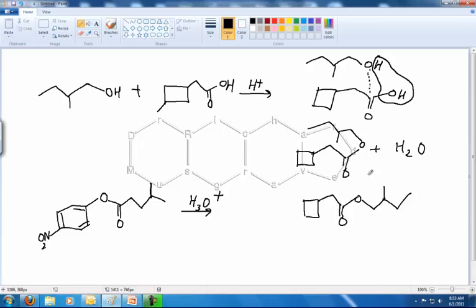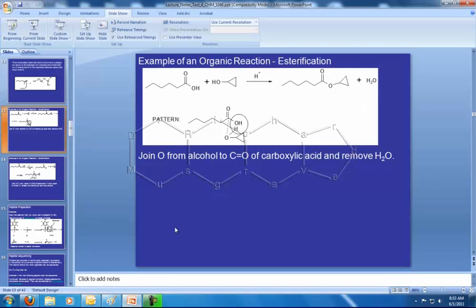Alright, so that's the esterification reaction, how we join. I also want to point out that the order here is immaterial. We can have the carboxylic acid first or the alcohol first. It isn't going to matter. It's still going to get the same product in the end. Alright, so let me delete this down here. Alright, let's take a look at the next reaction.